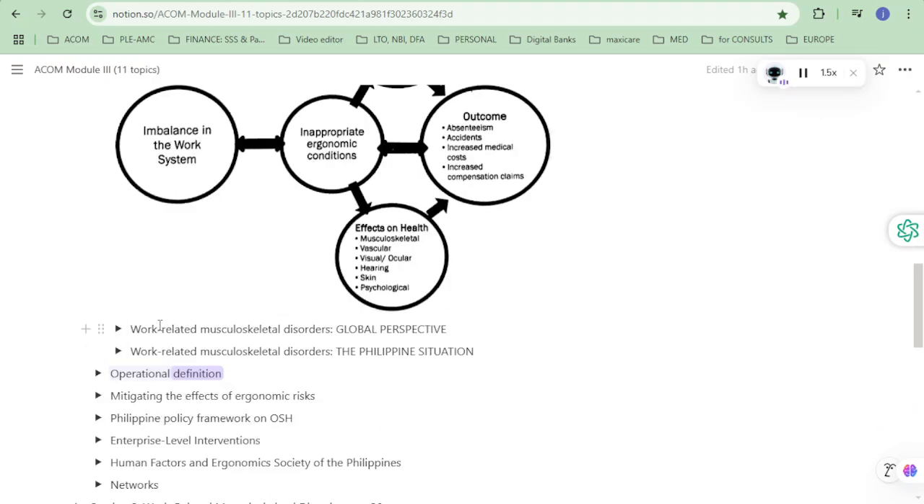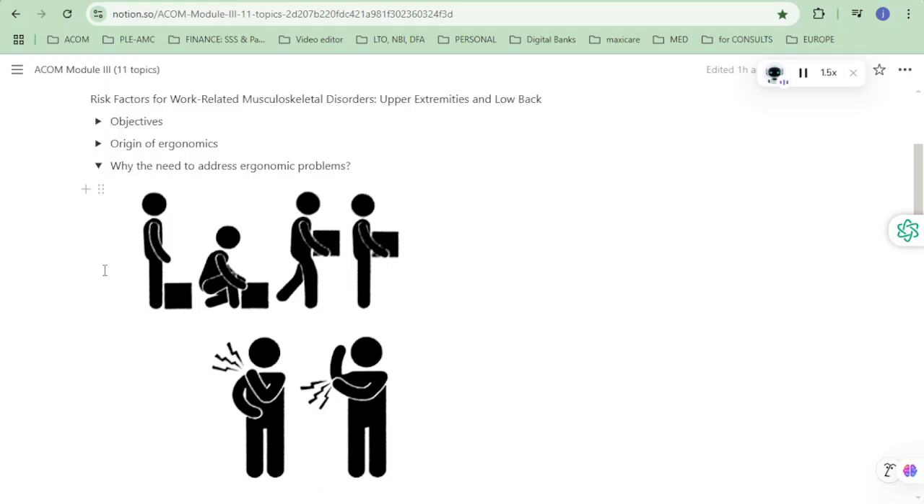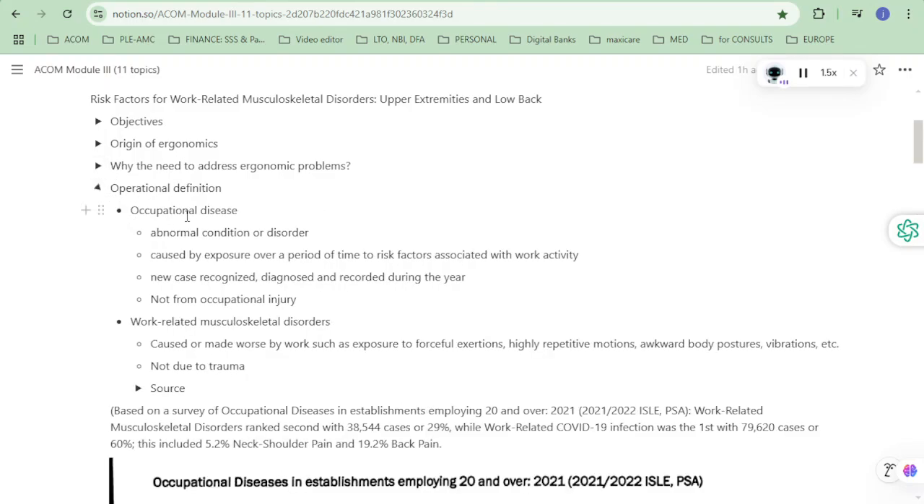Operational definition. Occupational disease: an abnormal condition or disorder caused by exposure over a period of time to risk factors associated with work activity. A new case recognized, diagnosed and recorded during the year, not from occupational injury. Work-related musculoskeletal disorders: caused or made worse by work, such as exposure to forceful exertions, highly repetitive motions, awkward body postures, vibrations, etc. Not due to trauma.